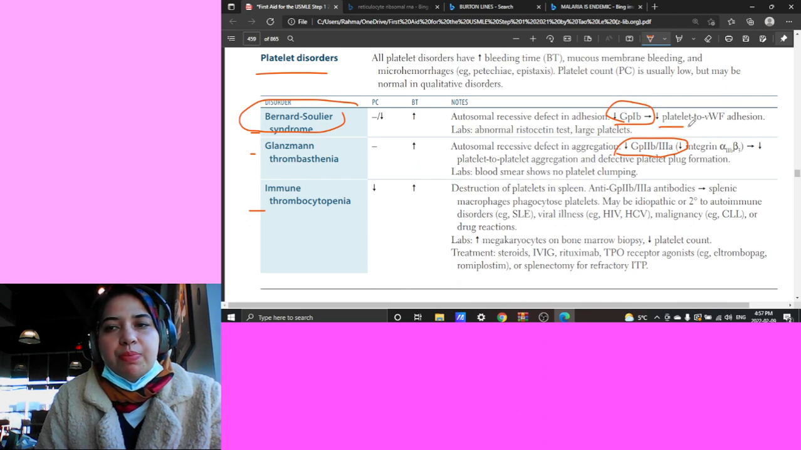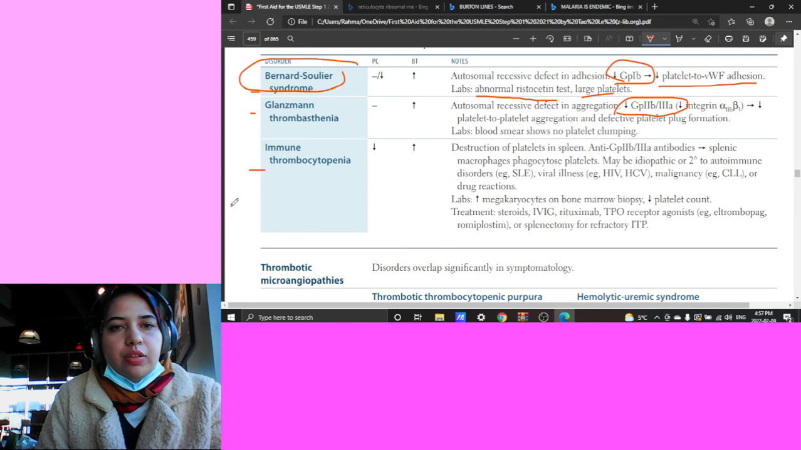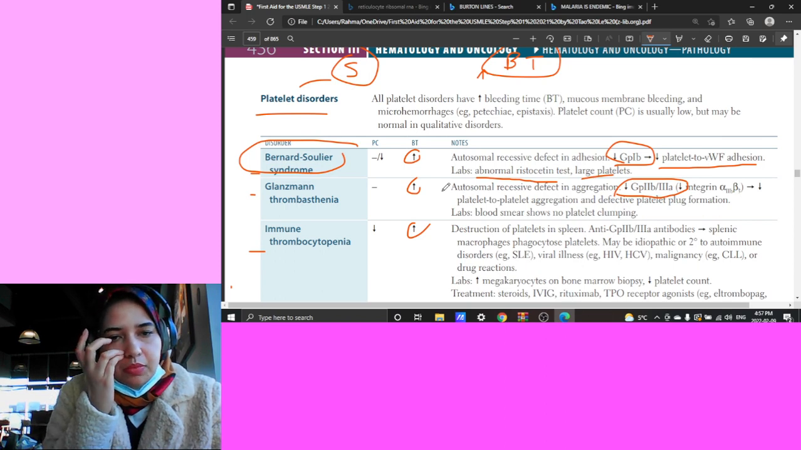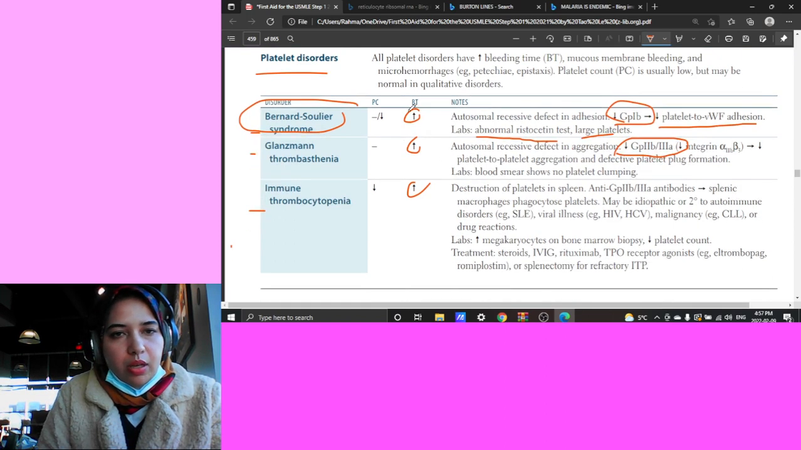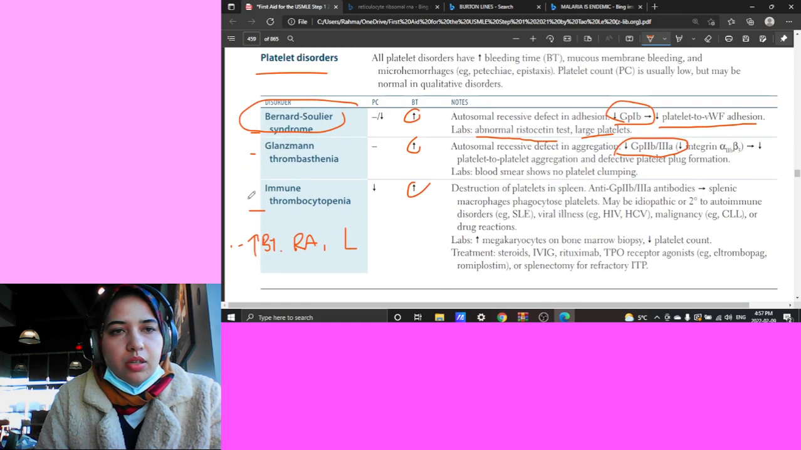GP1B: you're going to have decreased platelet and von Willebrand factor adhesion, abnormal ristocetin assay, and large platelets. Remember, we said this a lot. You're going to have increased bleeding time because these are all platelet disorders. The platelet disorders are bleeding time, bleeding time, bleeding time. So we have Bernard-Soulier syndrome, increased bleeding time. So if I get a case of increased bleeding time and abnormal ristocetin assay and large platelets, we want to think of Bernard-Soulier.